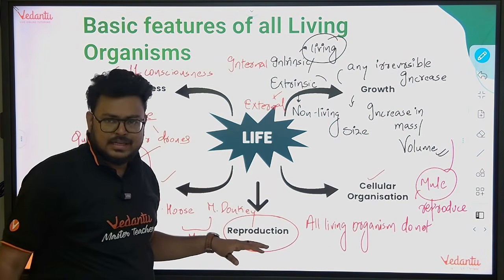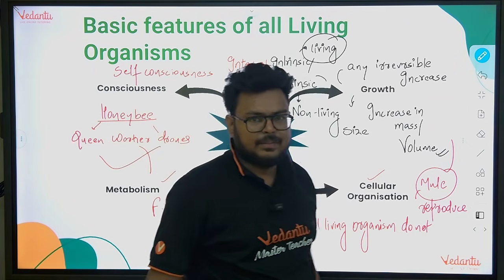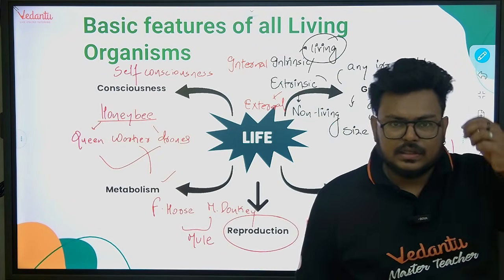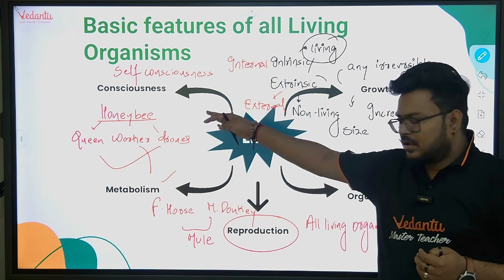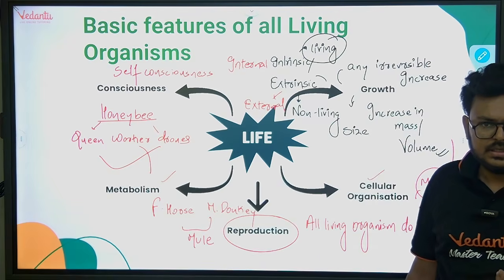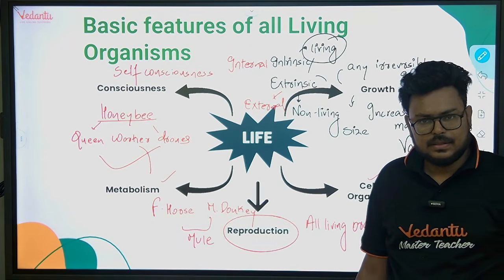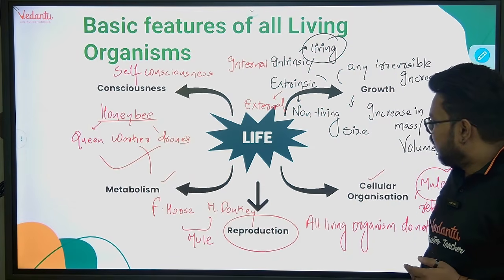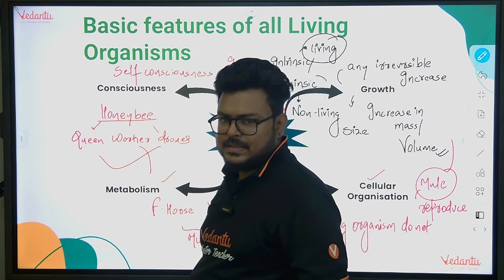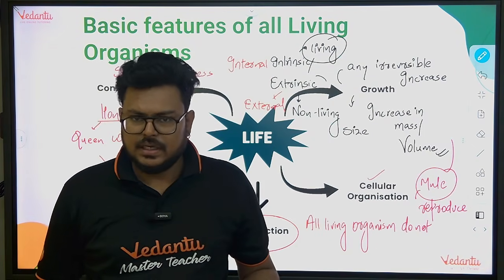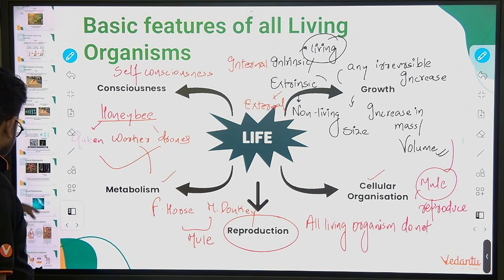Reproduction cannot take place in all living organisms. For example, take a mule, and female worker bees; they also do not reproduce, right? Second, metabolism, consciousness, and cell organization are the defining properties of living organisms without any exception, right? And one more thing, in unicellular organisms, increase in cell number represents reproduction also, right?